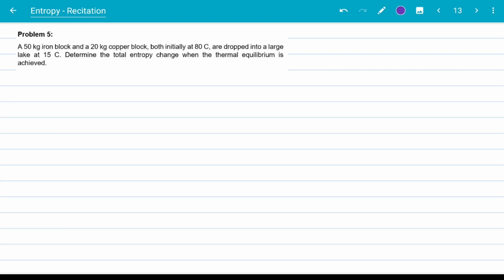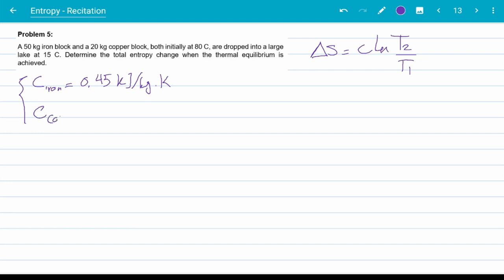We know that for solids and liquids, the change of entropy is the specific heat of the solid or the liquid times the natural log of T2 over T1. This is the equation that we have. The other piece of information that we have is that the specific heat for iron is 0.45 kilojoules per kilogram Kelvin, and the specific heat for copper is 0.387 kilojoules per kilogram Kelvin.